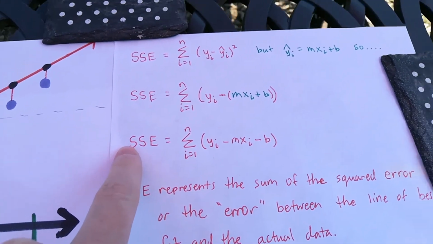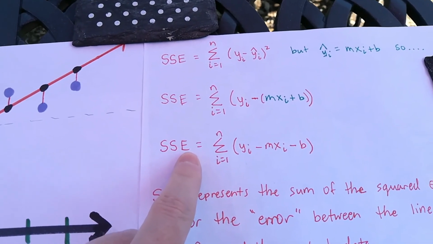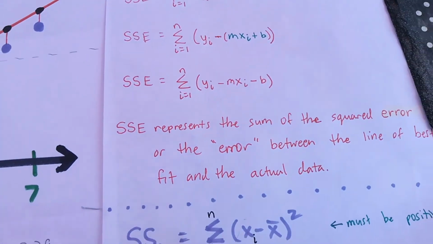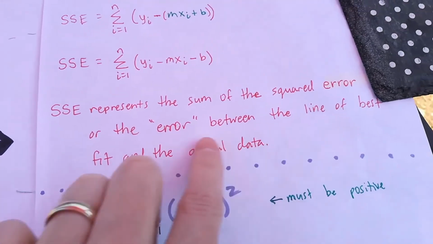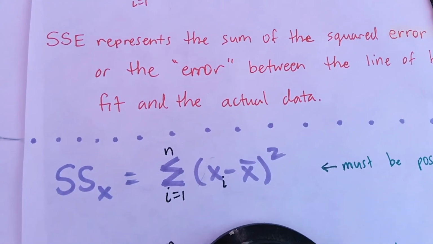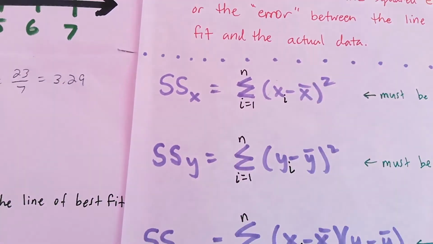So this is the sum of the squared errors, and this is the equation that we're going to be using, the sum of the squared errors. So the sum of the squared errors represents the sum of the squared error. It's the error between the line of best fit and the actual data. Okay? So we can kind of apply that to a few things here.